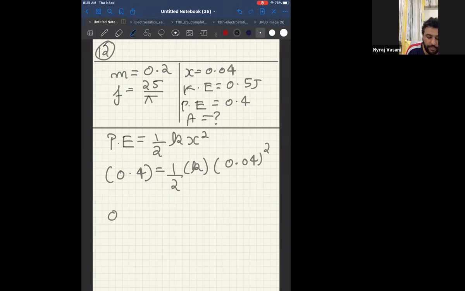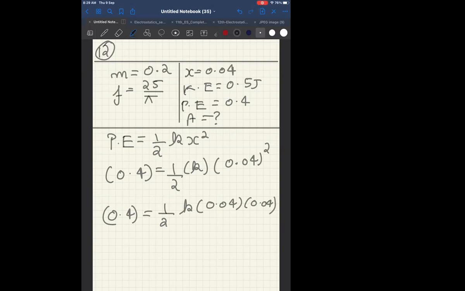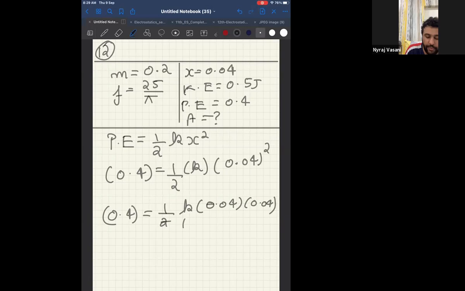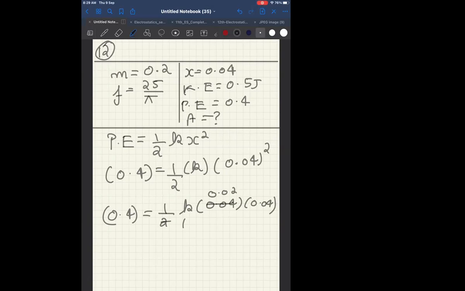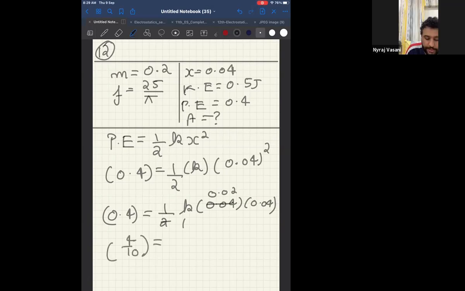Okay, so 0.4 is equal to half into k into 0.04 into 0.04. So can I write 0.4 as 4 by 10, is equal to k into 0.02, which is 2 by 100, into 4 by 100, correct?